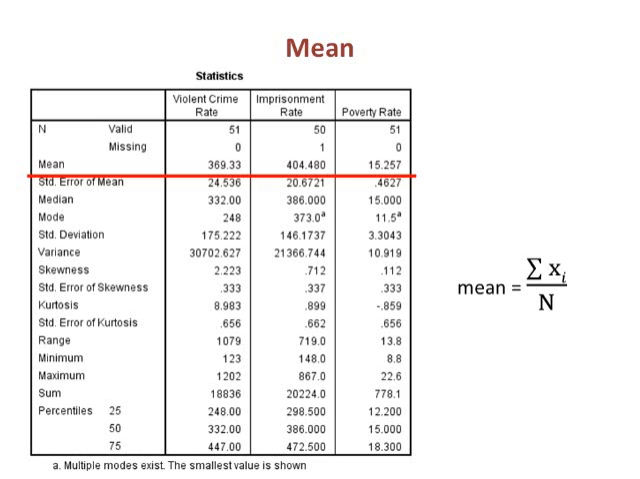On the right is the formula for the mean. The numerator of the mean is the sum. To get the mean, we divide the sum by the n.